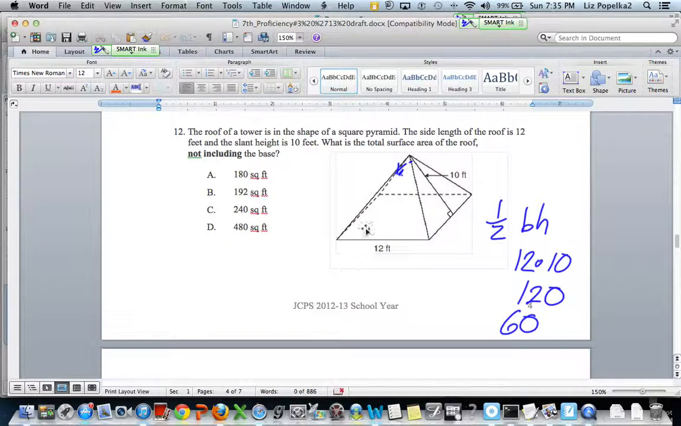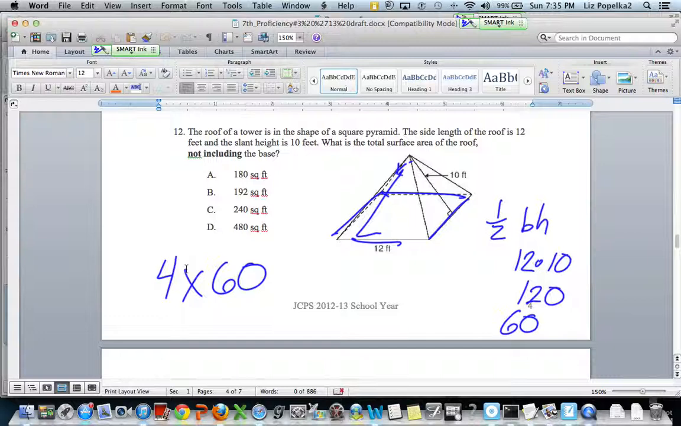Then, of course, the base is a square, so that means there's one triangle on this side, one on that side, one on that side, and one over there. So that means there's a total of 4 triangular sides. So 4, the area of each of them is 60. 4 times 60 means our answer would be C, 240 square feet.